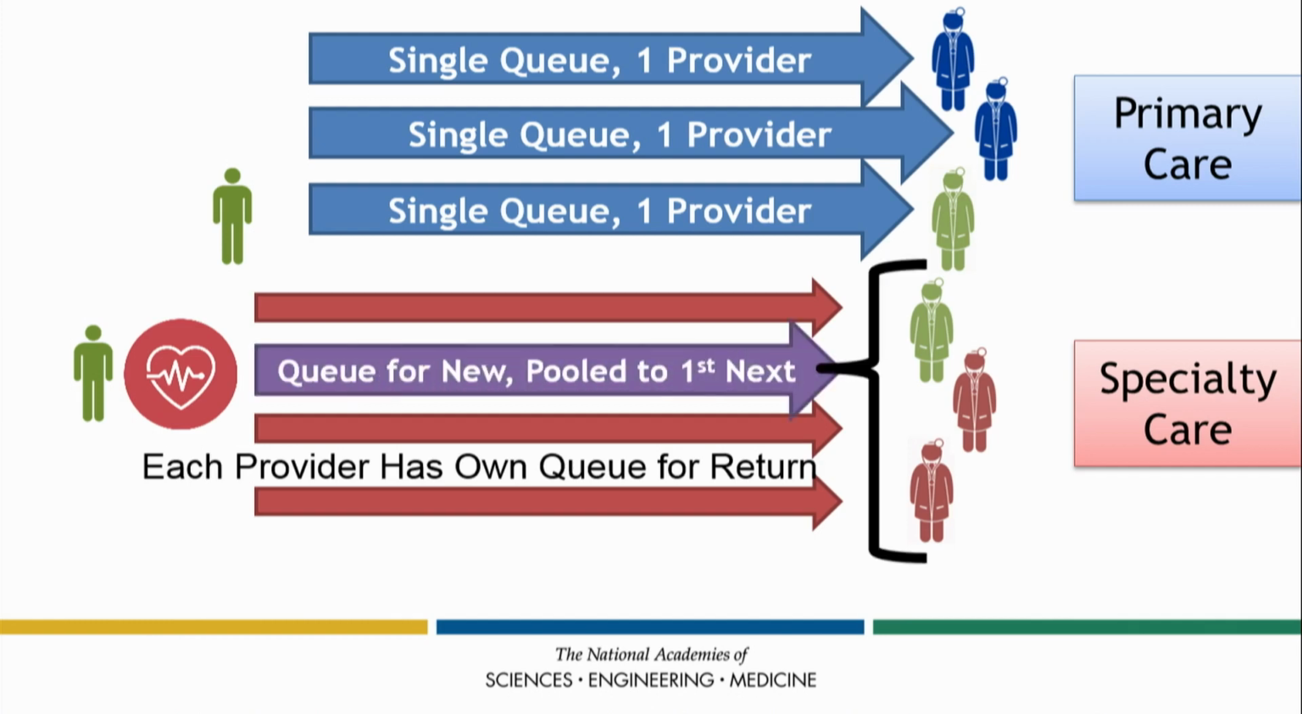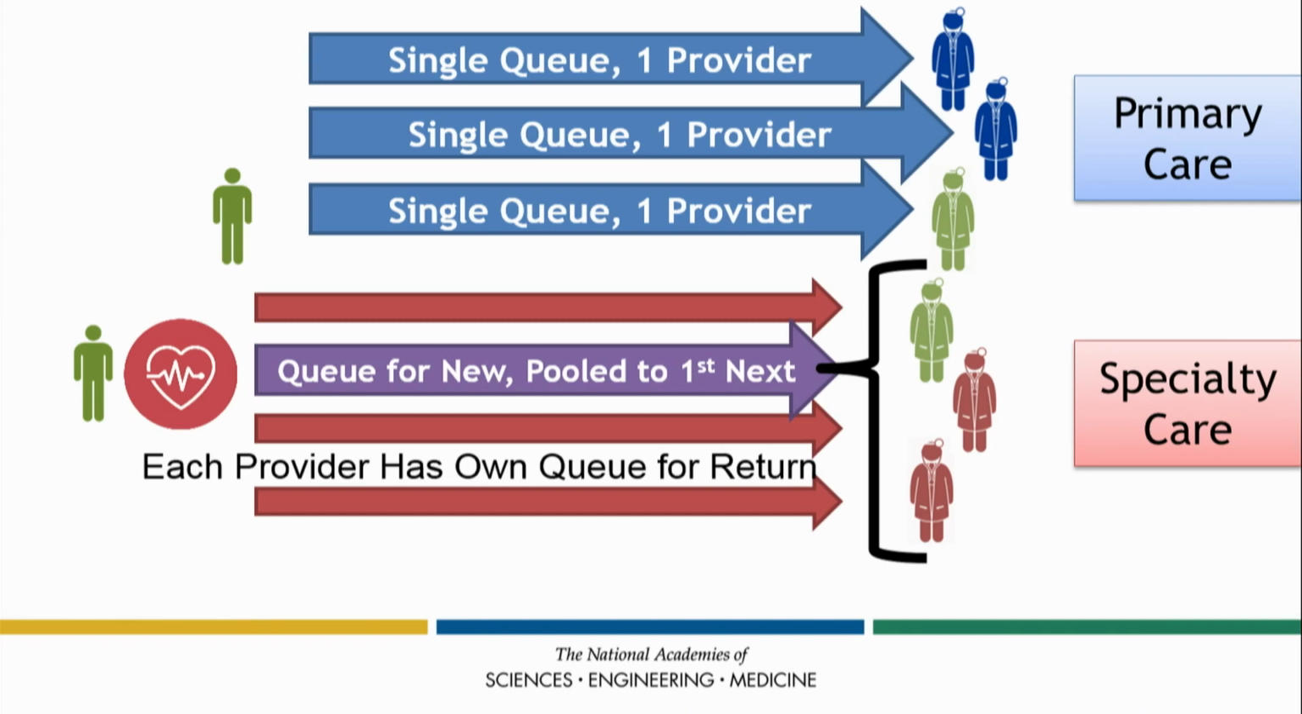But the difference with specialty care is that there really needs to be a separate queue for new patients, and this should be one queue of new that gets distributed to the first next available across all of the specialists, and that's because they don't have that relationship established yet.